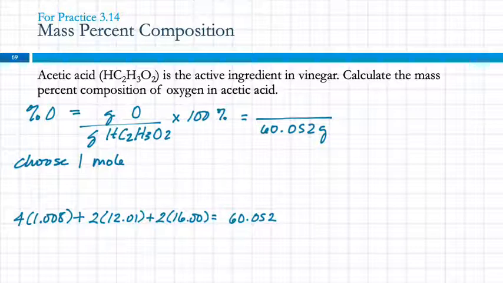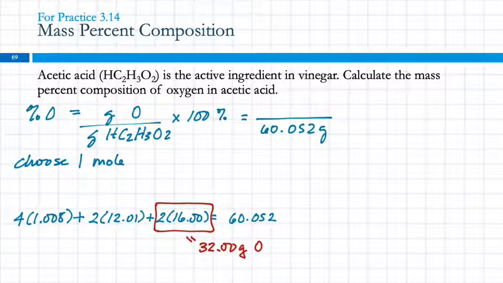32. It's right here. There's the oxygen. 2 times 16, 32 grams of oxygen. So the calculation ends up being a little easier that way. So 32 grams of oxygen times 100, and see how the grams cancel out? So 32.00 divided by 60.052 times 100.